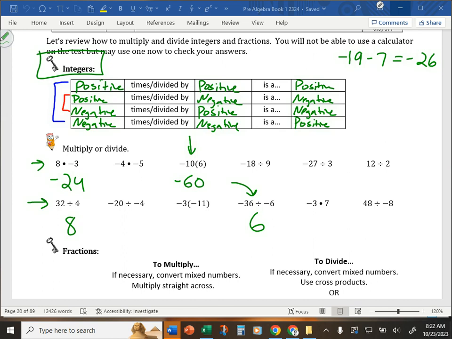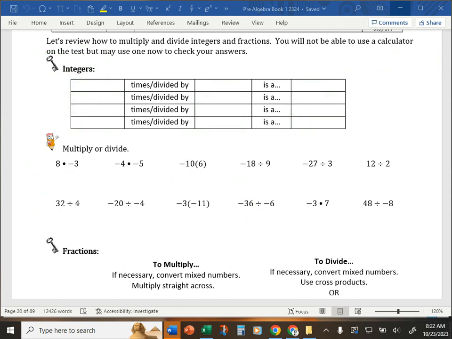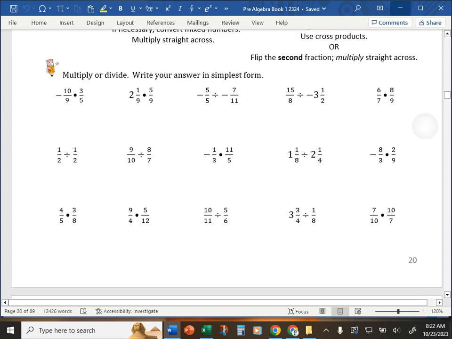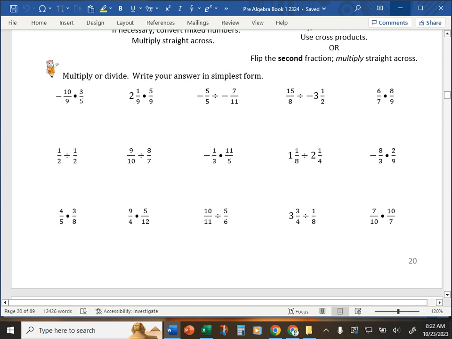Okay, fractions. The good news about multiplying and dividing fractions, do you need common denominators? No, thank goodness. Okay, who remembers what is the process, what is the rule? We'll start with multiplying fractions. James. You just multiply straight across. Straight across. If it's a mixed number, you just convert it. Yep. You do the thingy with the mix. 10 times 3, 9 times 5.